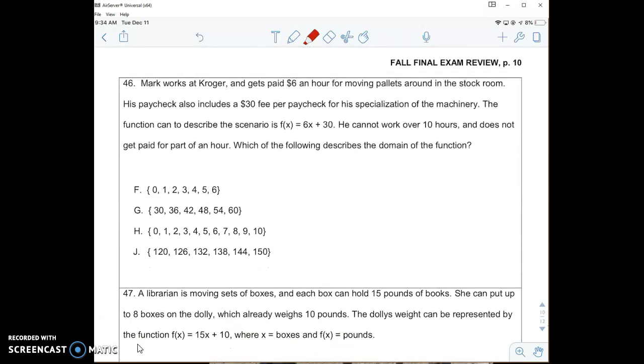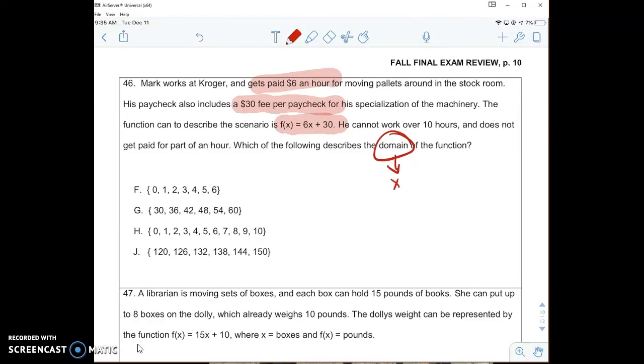Number 46. Mark works at Kroger and gets paid $6 an hour for moving pallets around the stockroom. His paycheck includes a $30 fee per paycheck for his specialization of the machinery. The function that can be used to describe the scenario is f of x equals 6x plus 30. He cannot work over 10 hours and does not get paid for part of an hour. Which of the following describes the domain of the function?